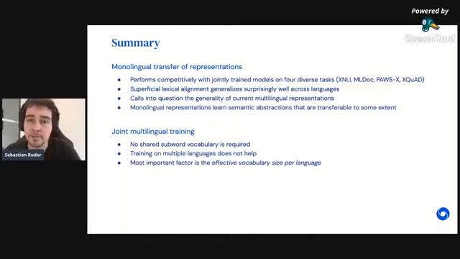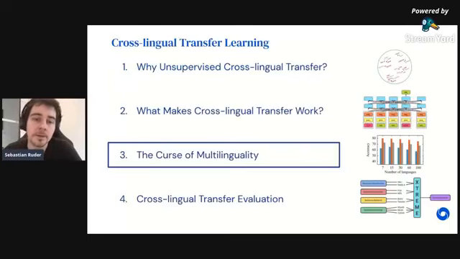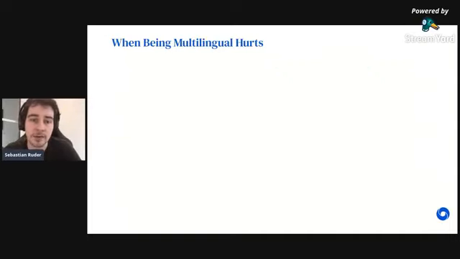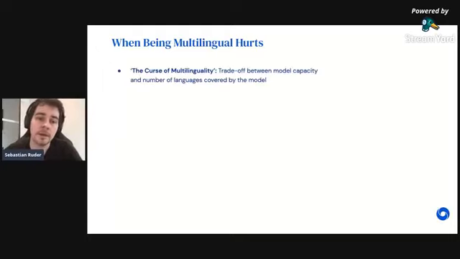And that can be a failing of some of these methods that cover a large number of languages, because they try to represent many words in their embedding space. And that really brings me to the third section here, which is about the curse of multilinguality. In particular, as I mentioned, in some cases being multilingual, so having a model that was trained on a lot of different languages, can actually hurt in practice.